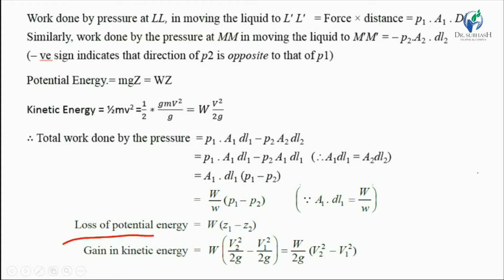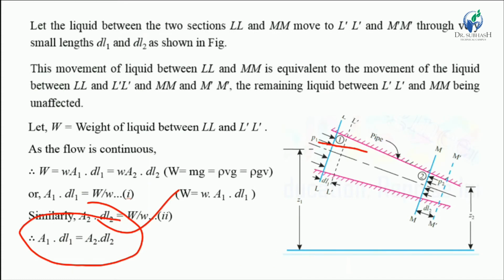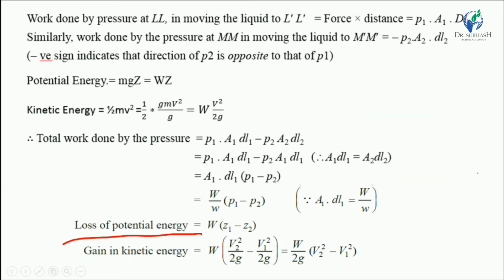Okay. Now loss of potential energy. Potential energy is lost when liquid is moved from MM to MM1 and LL to LL dash, because the height is reduced. That's why potential energy is reduced. So what is the loss of potential energy? We can get it from the difference WZ1 minus WZ2. W is common, so the loss of potential energy is W into Z1 minus Z2.